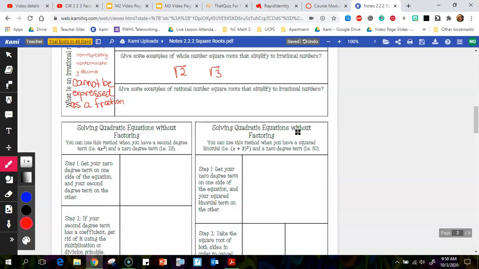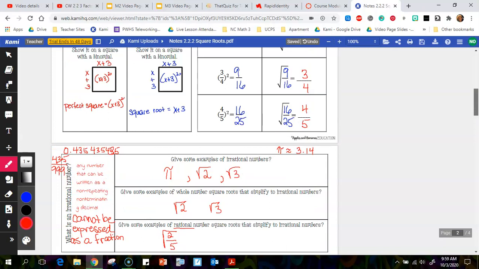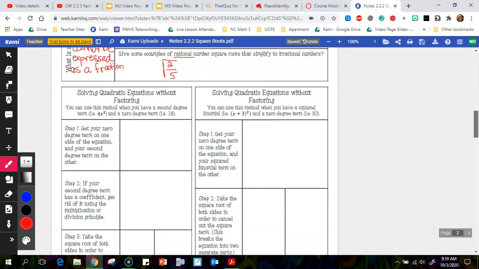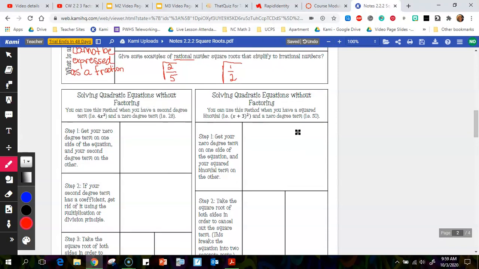Give some examples of rational number square roots that simplify to irrational numbers. Now, when they say rational numbers, they're talking about fractions. Okay, so something like the square root of 2/5. That would be irrational. I can't simplify this. Like we had up here, we had square root of 16/25. We can simplify that because those are both perfect squares. 2 and 5 are not perfect squares, so we can't simplify this. Square root of 1/2 would be another example. We can't simplify that. All right, so we would leave it like that. That's kind of the point.